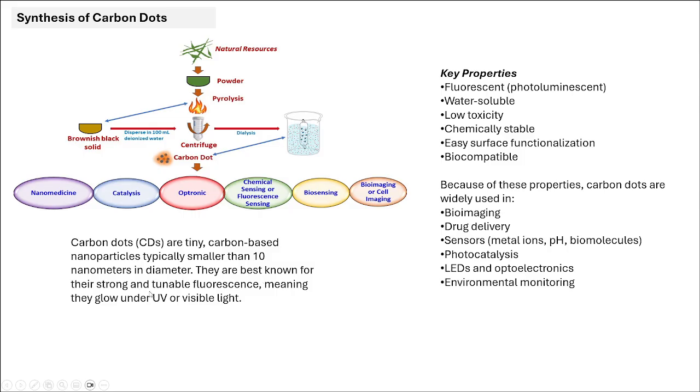They are best known for their strong and tunable fluorescence, meaning they glow under UV or visible light. So a lot of times these carbon dots or quantum dots are used for detection purposes also. Suppose whenever these carbon dots come in contact with a particular analyte, they would glow, they would give fluorescence, and because of that it can be used for detection or for a lot of other applications. I just gave one example.